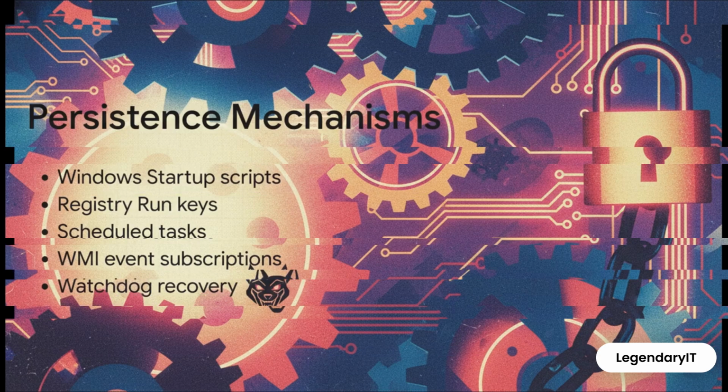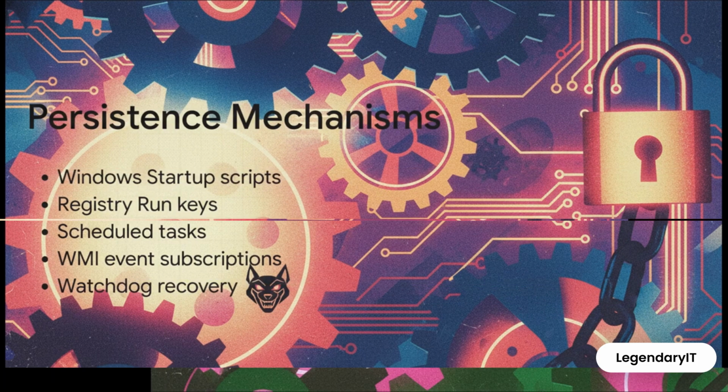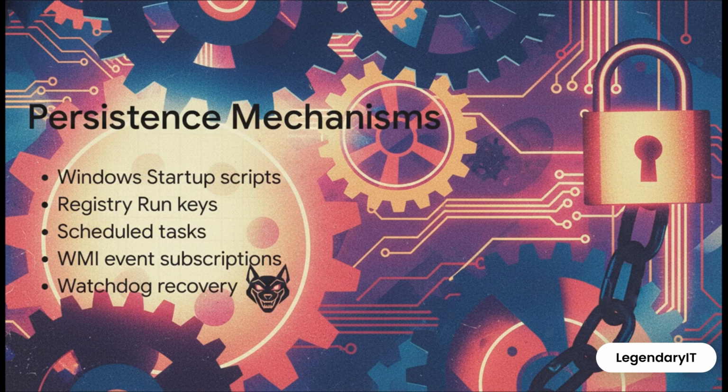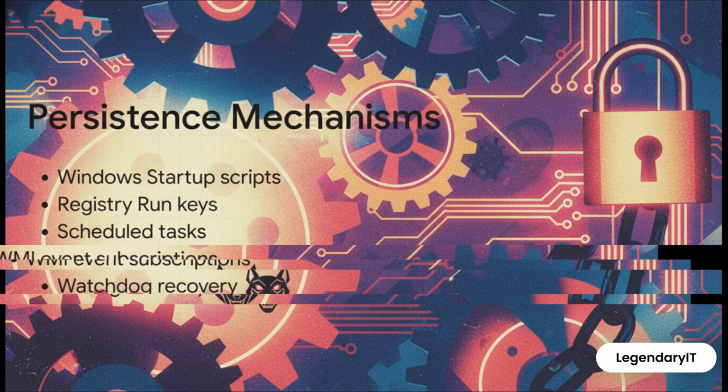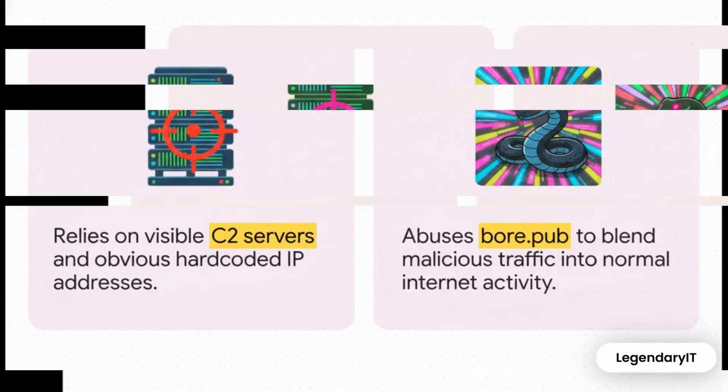But, okay, here is the absolute craziest part, the watchdog recovery. If a security tool or an administrator actually manages to find and delete one of these persistence methods, the malware's watchdog function immediately notices and just automatically recreates it. It actively fights back to maintain its access. Unbelievable, right? So how does it communicate back to the attackers?